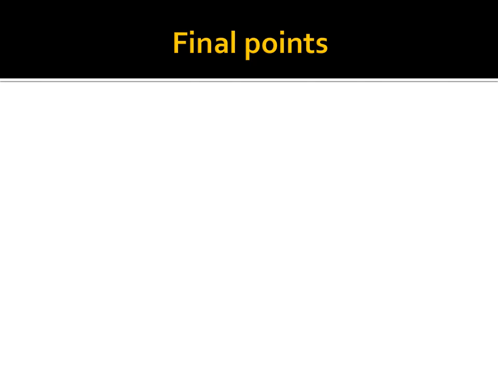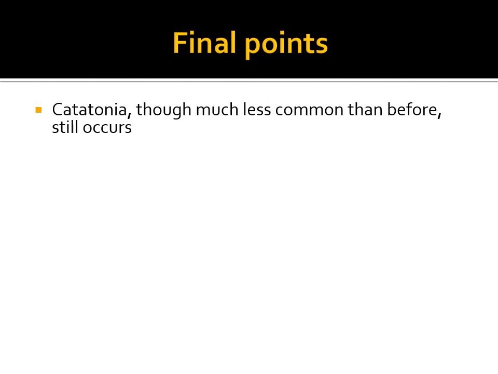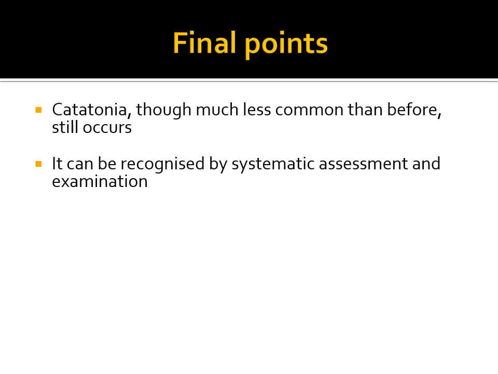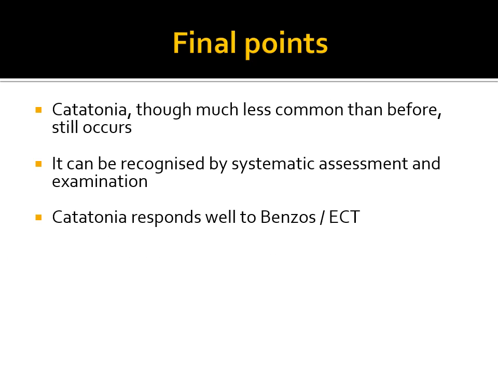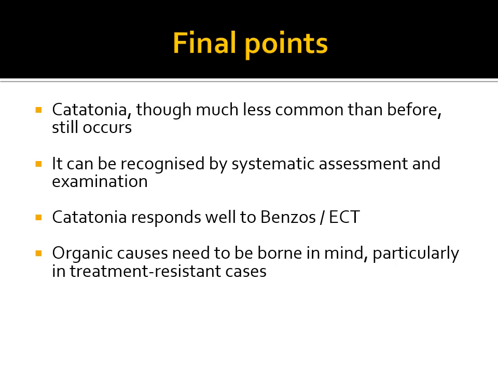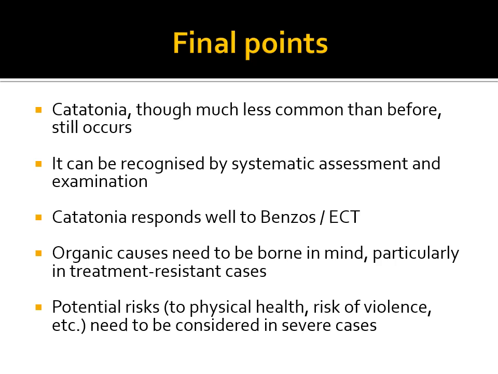Just a few final points. In summary, catatonia, though it is much less common than before, still occurs. It can be recognized by systematic assessment and examination. Catatonia responds well to benzodiazepines and/or ECT. Organic causes need to be borne in mind, particularly in treatment-resistant cases. Potential risks to the physical health of the patient and the potential risk to others need to be considered in severe cases of stupor or excitement.